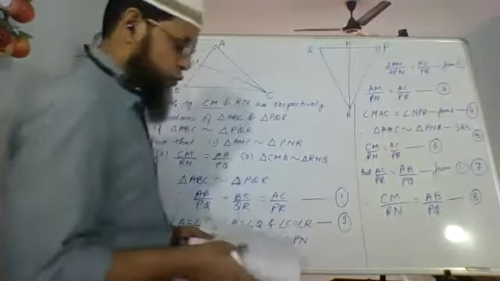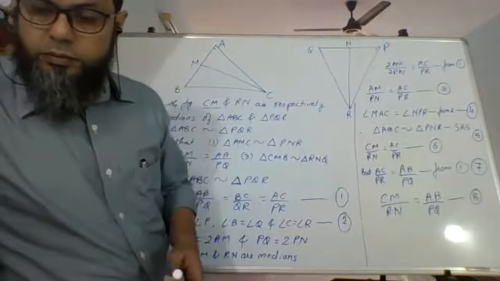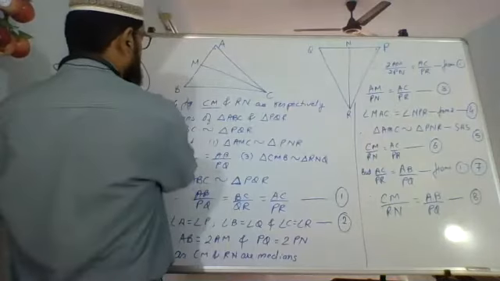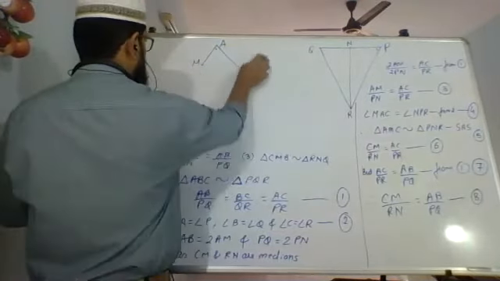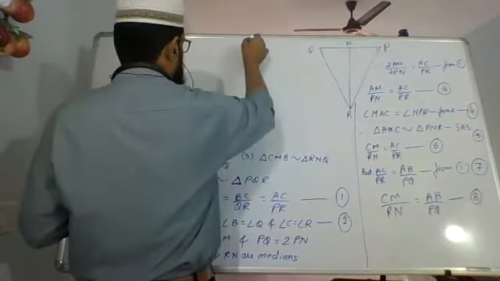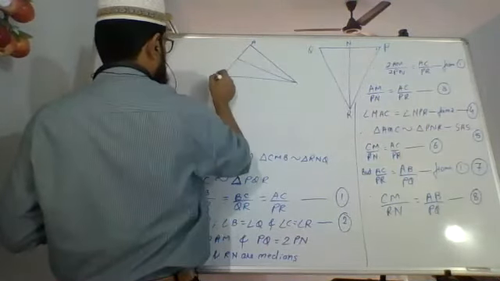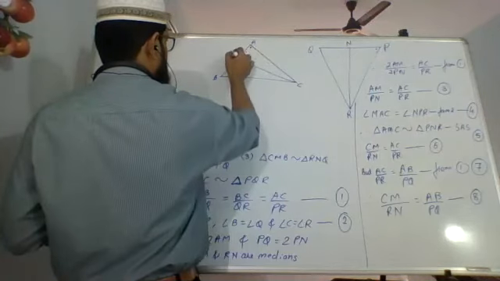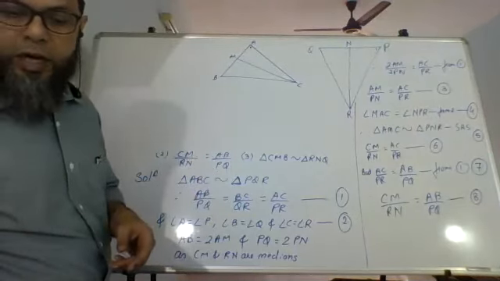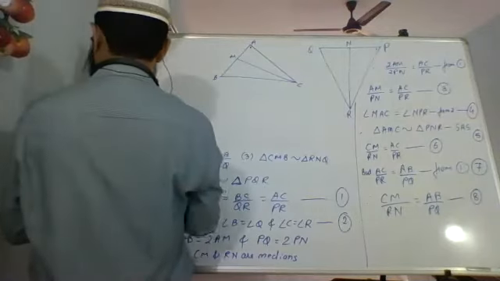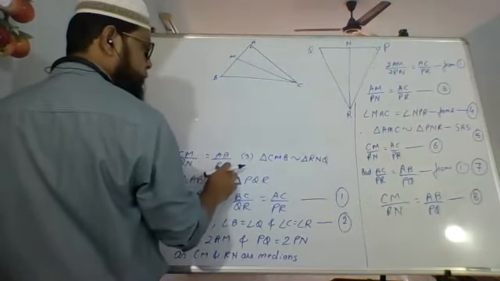Copy till here. Now I'm going to use this space because we need it ahead. Okay, so CM upon RN equals AB upon PQ, and that is what you have to prove.